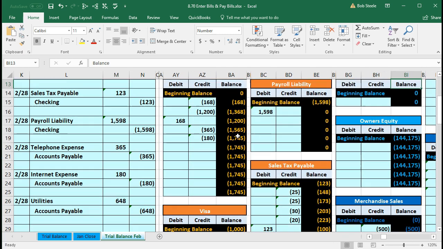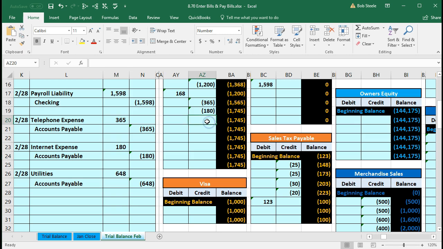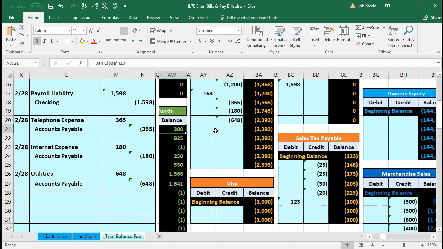There we have it. And we're going to go to the credit side of it, which in this case is in cell AZ20. We are in AZ20, the cell. And we're going to say that equals the 648. So we're going to say that equals 648 and N24, bringing the balance up from 1,745 up by 648 to 2,393. That same amount should be found on the trial balance.